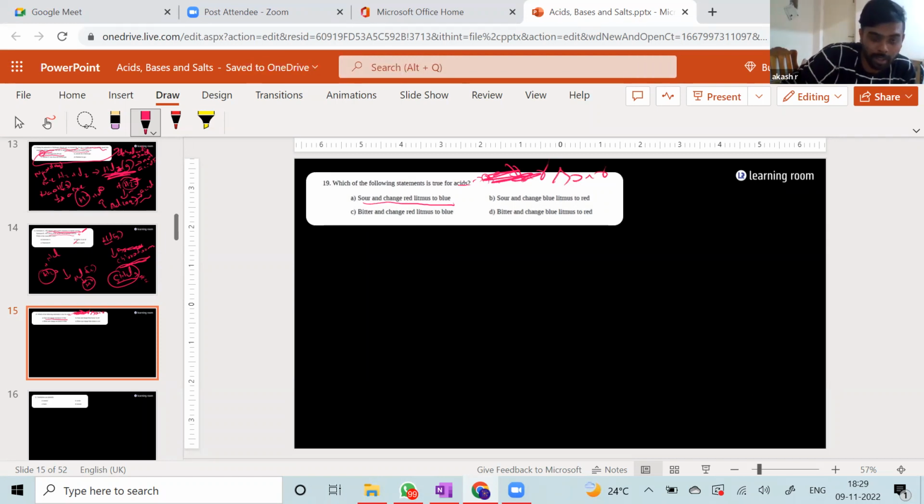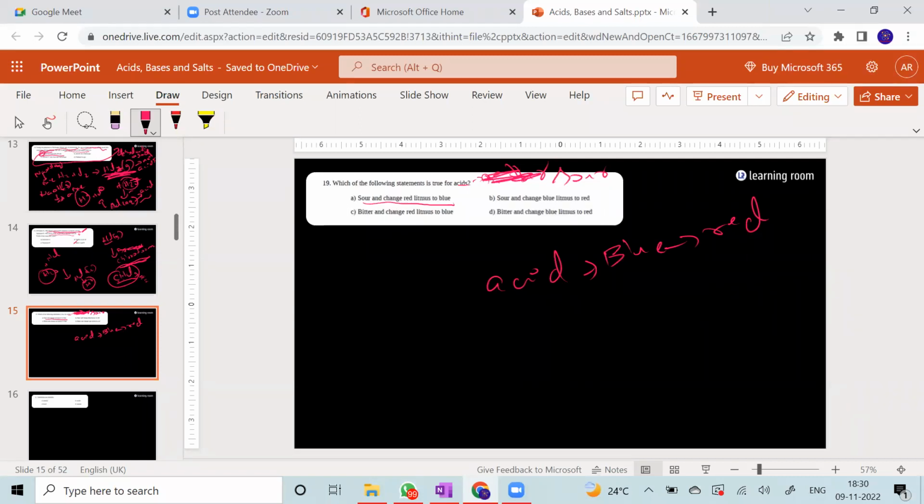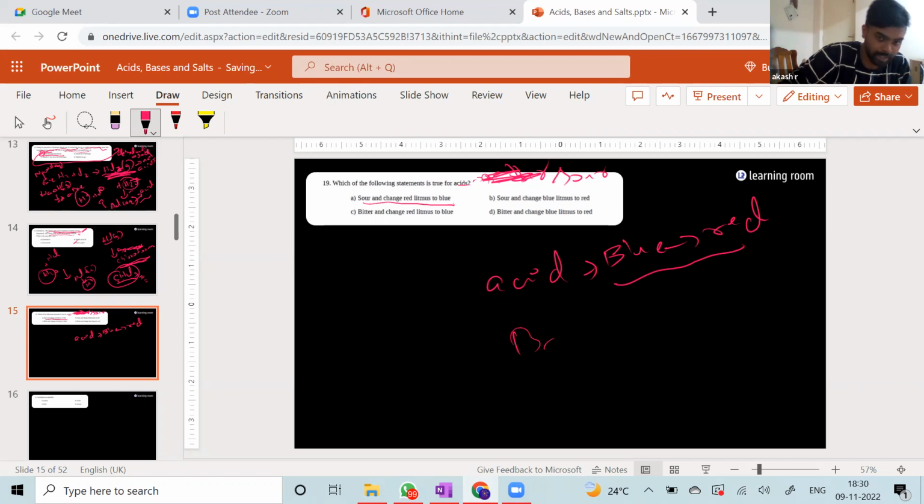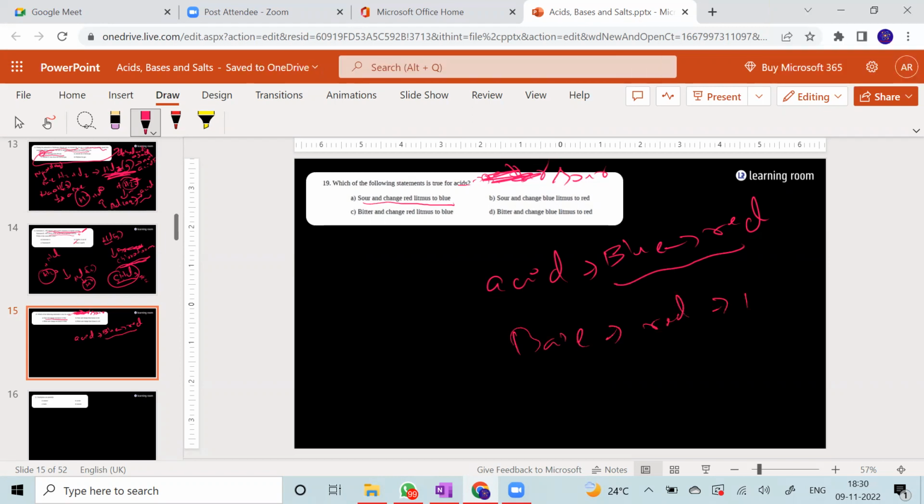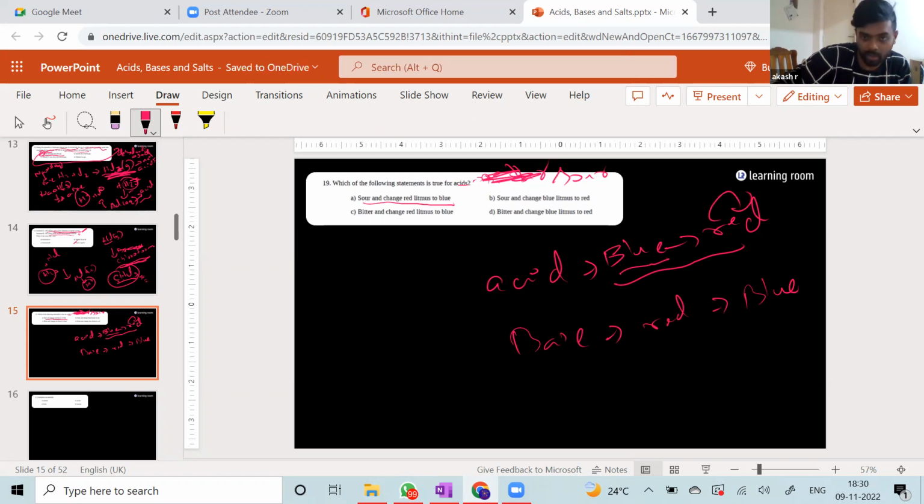Next. What happens with the litmus? Acids turn blue to red, and bases change red to blue. So the answer should be: sour in taste and change blue litmus to red.